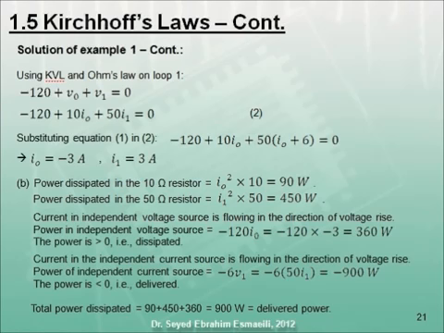The current in the independent current source is flowing in the direction of voltage rise of V1. Hence, the power of the independent current source is written as P equals minus VI, which equals minus 6 V1, which equals minus 900 watts. Since the power is negative, it means that the independent current source is delivering power. The total power dissipated is equal to 90 plus 450 plus 360, which equals 900 watts, which is equal to the delivered power.